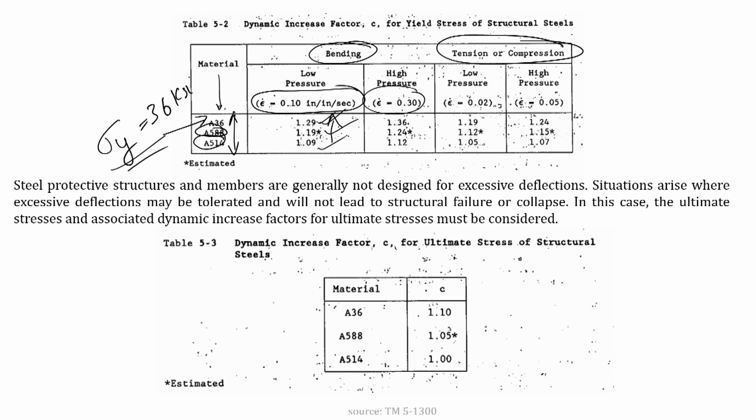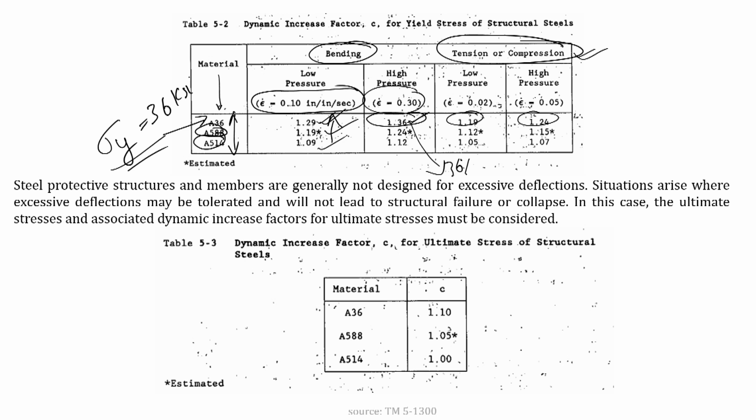For A36 steel the increase is approximately 30%, here 20% and here approximately 10%. If it is under the high pressure region, this increase is as high as 36%. Again, under tension or compression type of loading, this is the estimate of the increase in the yield stress of the structural steel.